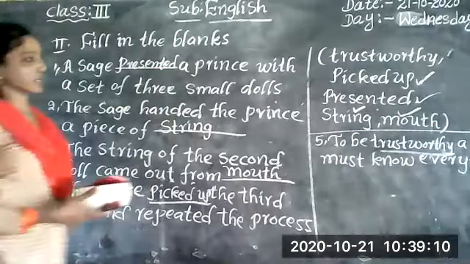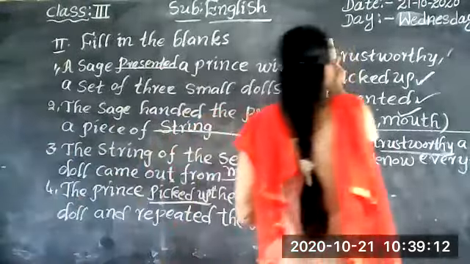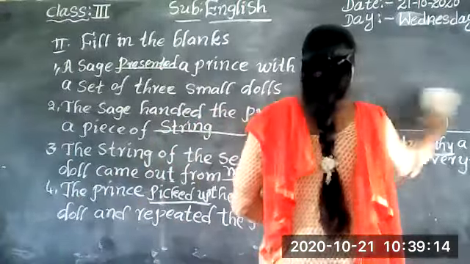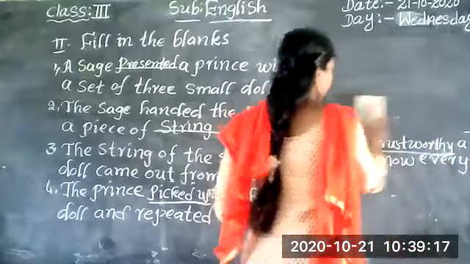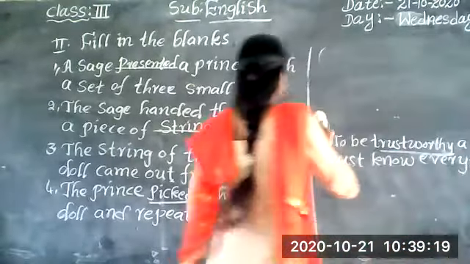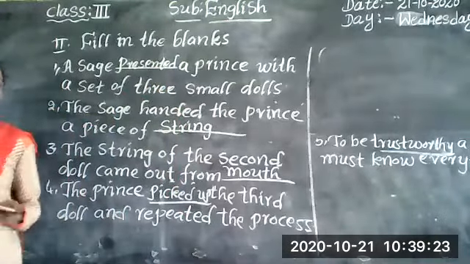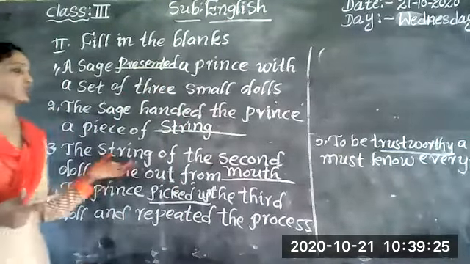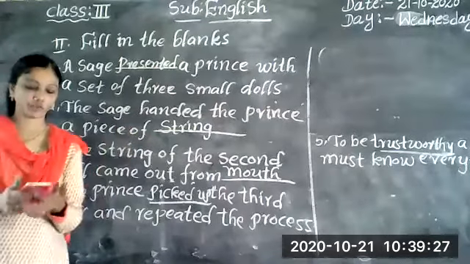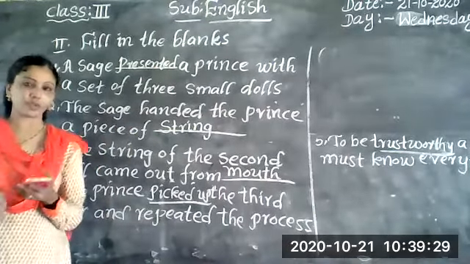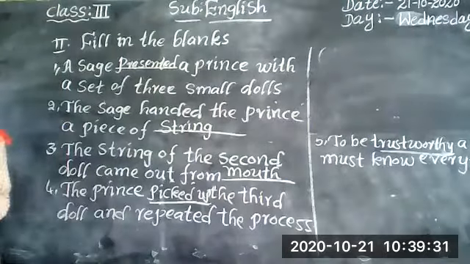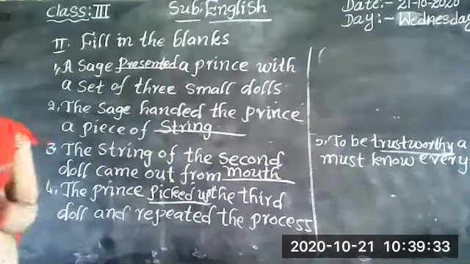write those lines. The same lines you have in your textbook. You should write the answers in your textbook also. Okay. After completion of that, turn to page number 8. Make it fast.